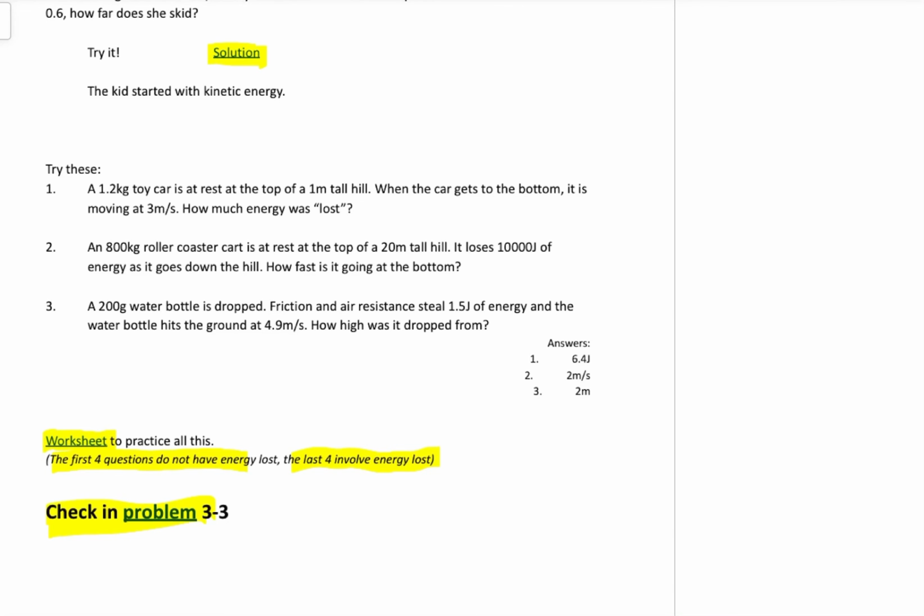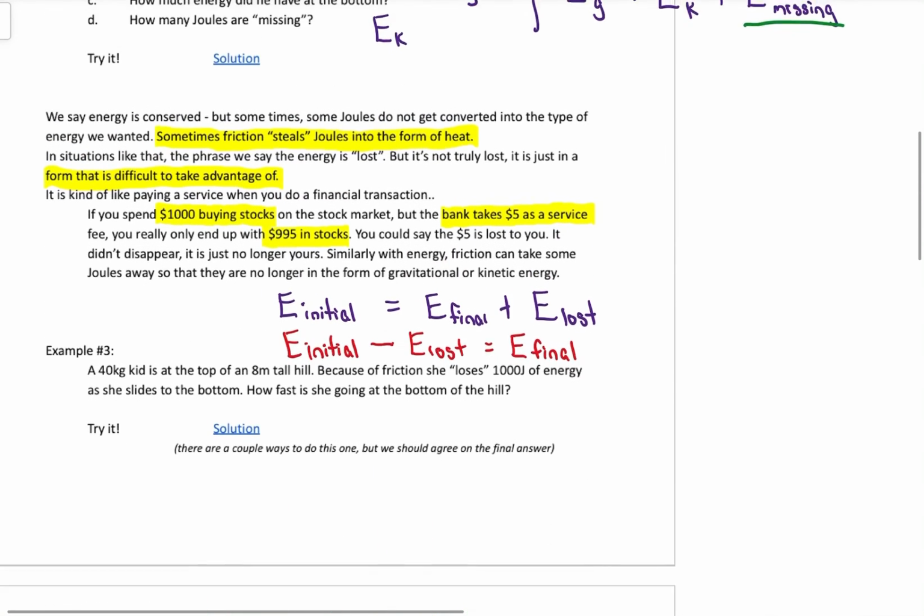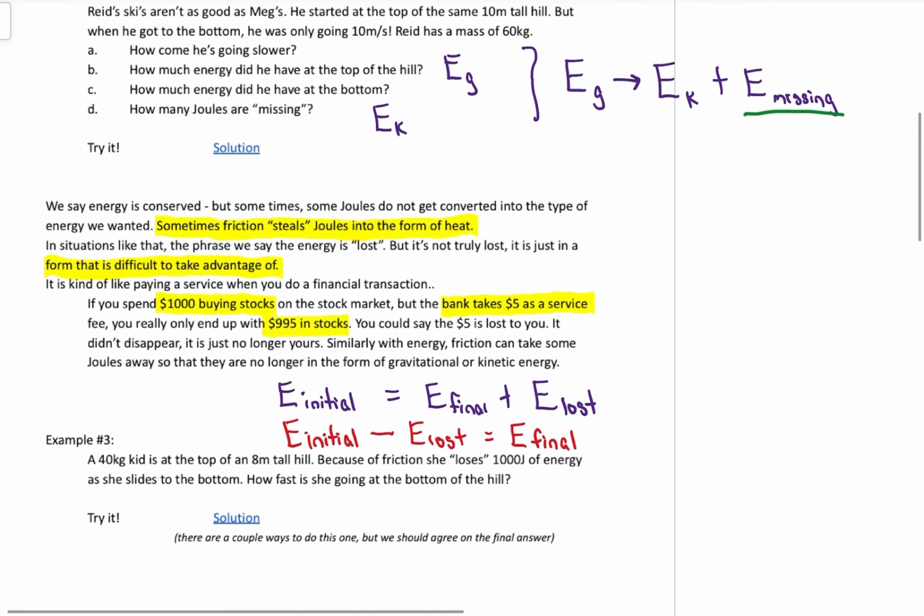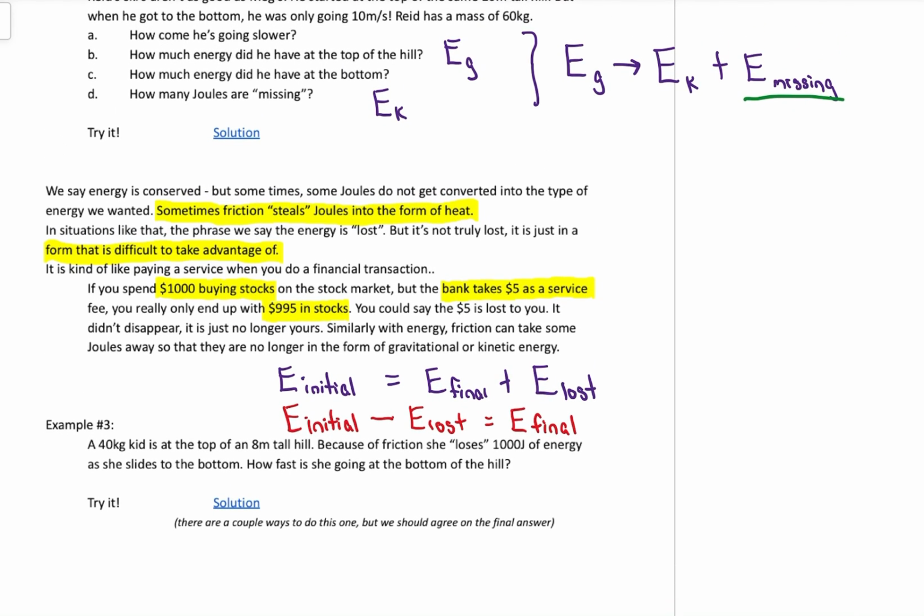That's just a quick talk over about how to deal with friction. Basically, the bottom line is friction steals some joules away into a less useful form. You would account for it just like you would account for the service fee at a bank. You're going to take it off of what you started with, or you could add it to what you ended with. Give them a try, watch the solution videos, and as always, email if you have any questions.